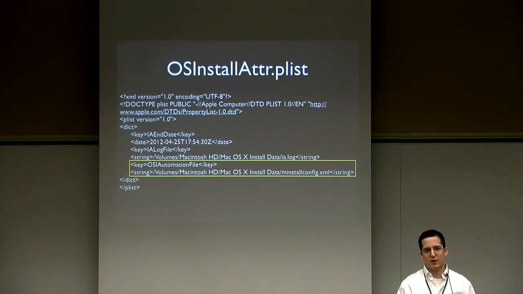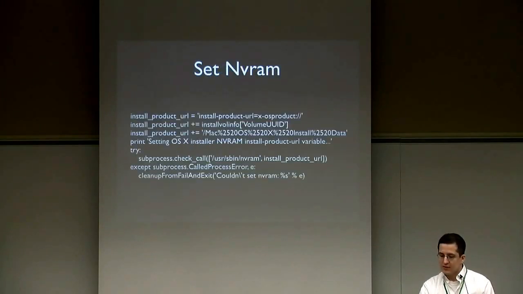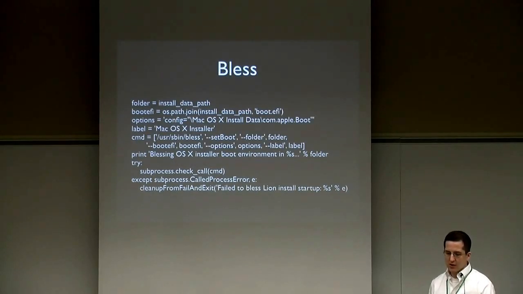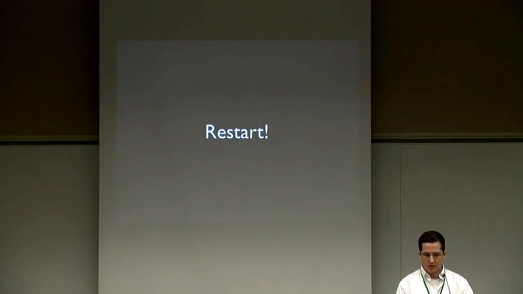Chances are they walked away from their desk, didn't hit restart, came back, hit restart, and now it's been an hour, so the installation stops being automated. The last 3 steps are to set the NVRAM, so that the installer knows what product to use, to bless the system so that it knows to boot off of the Mac OS X install data folder that we talked about, and then restart. That's pretty much it for doing an uncustomized installer. That's the process of the post-flight script.